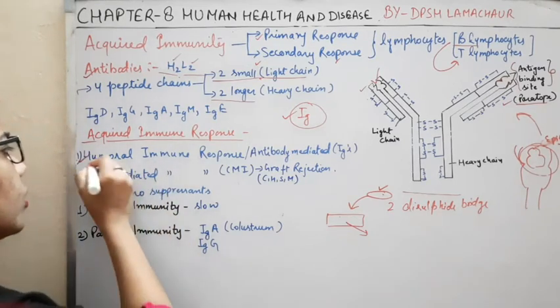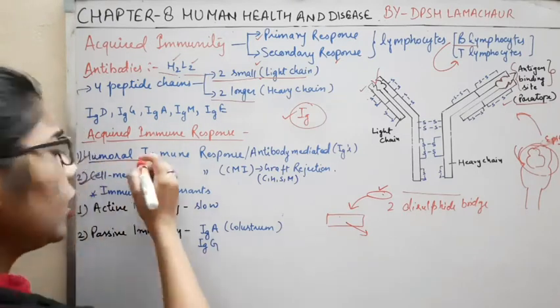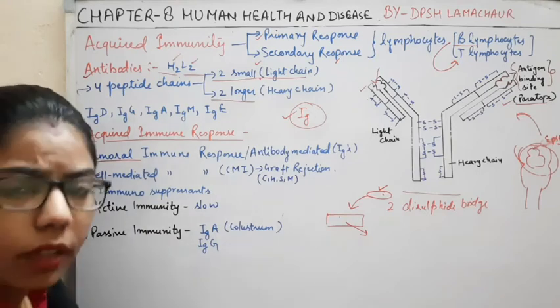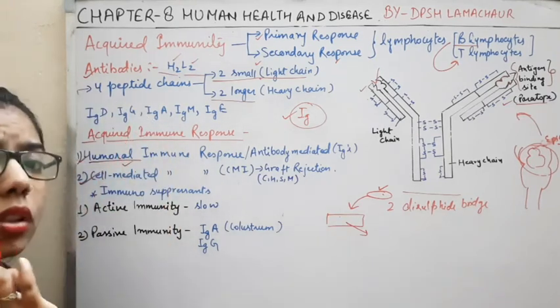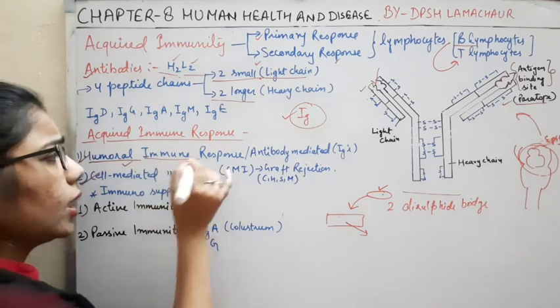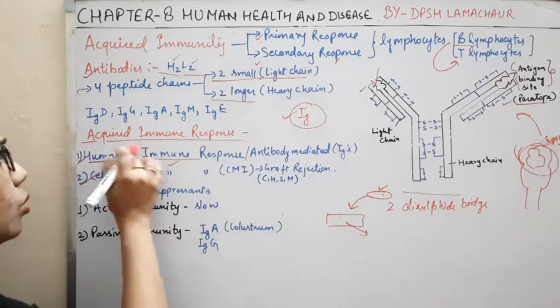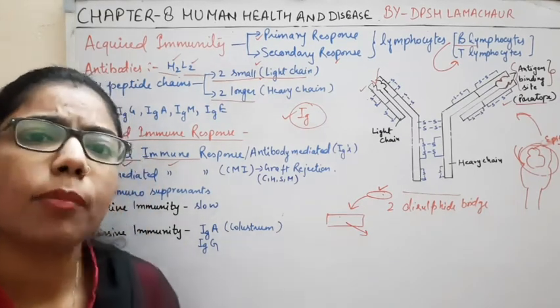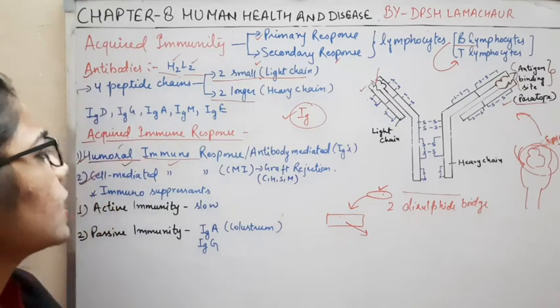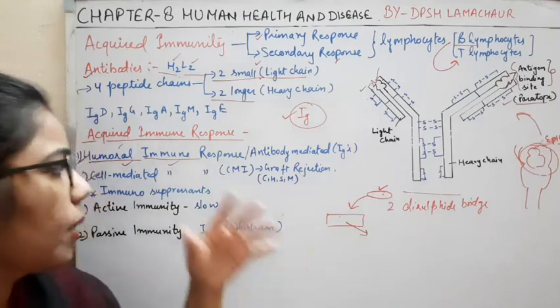The first one is the humoral. Humoral means something related to fluid. The response or immunity which is provided is due to that fluid. And what is that fluid in our body? It is blood. So we can say that blood or lymph are responsible for what?